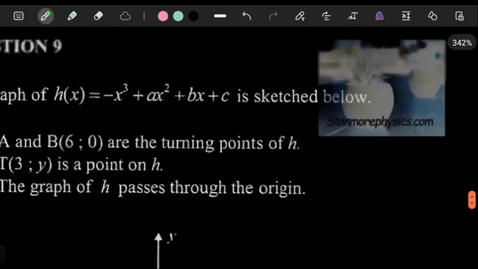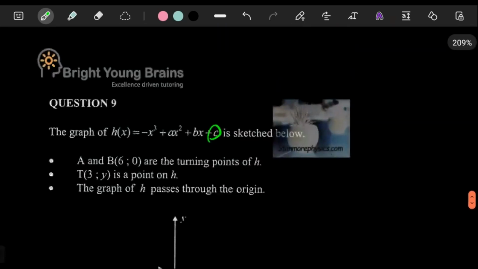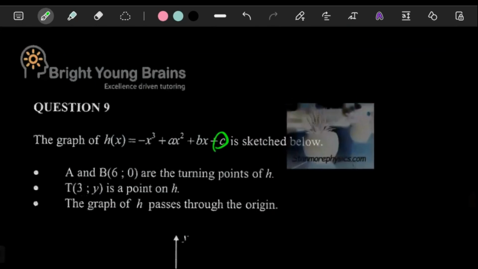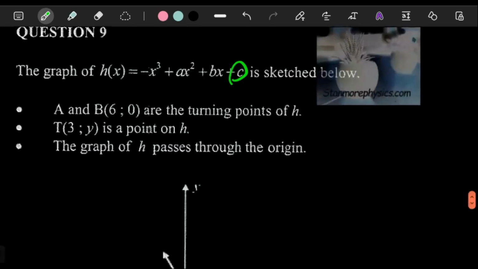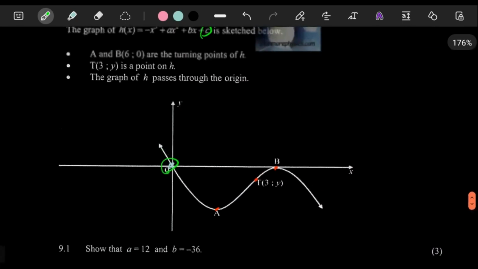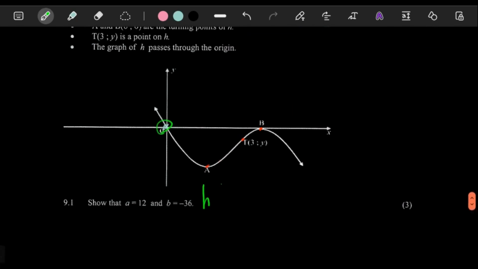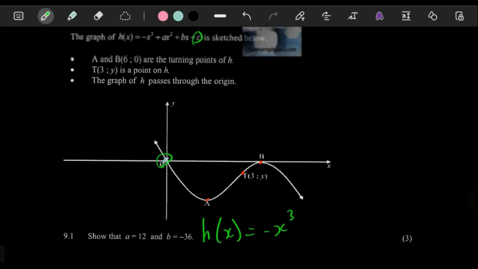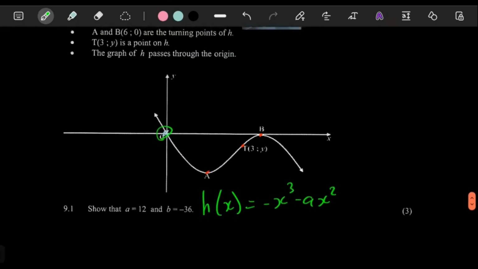So c is just the y-intercept, which is just 0. So that's not even supposed to be there because it's just 0 anyways. So getting A and B, we can work it out simultaneously since there are two variables. This is an equation of h. So we can say h of x, its equation. Well, it starts by going down, so negative x cubed, minus Ax squared, plus Bx, plus C.